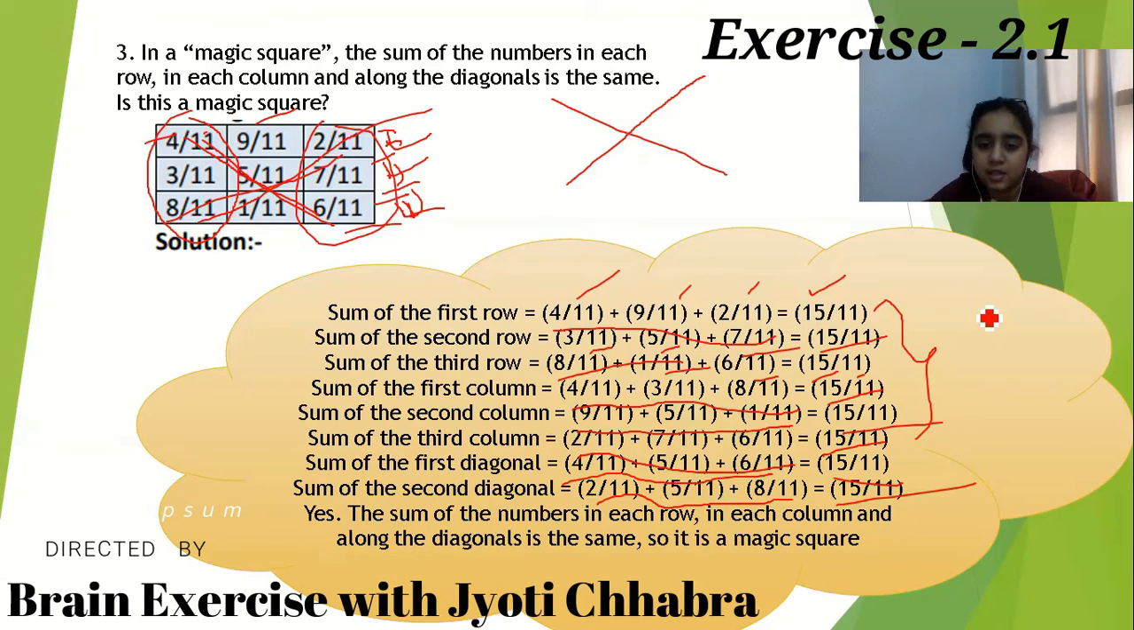So we will say that this box is a magic square because the sum of numbers in each row, each column and along the diagonals is same, so it is a magic square.